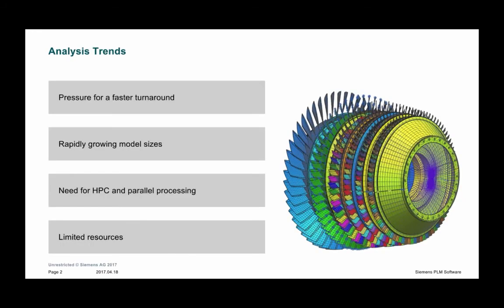So to start the webinar, I actually borrowed a slide from Siemens, talking about the analysis trends that we see in the industry today. And what we see is the design cycles are getting shorter and shorter. So therefore, for your simulation, you have a tremendous pressure to get faster turnaround time. What we also see is that the models and the products are getting more and more complex. There are more and more requirements that need to be validated. There is more and more physics that need to be included. So therefore, the models are growing and getting larger and larger.